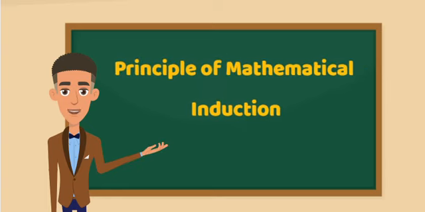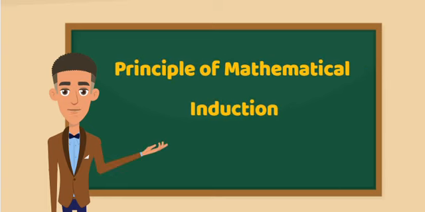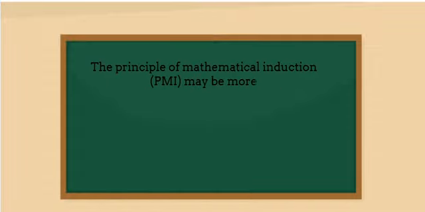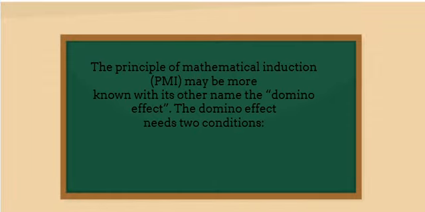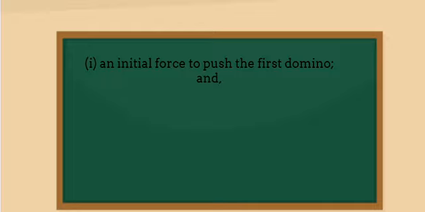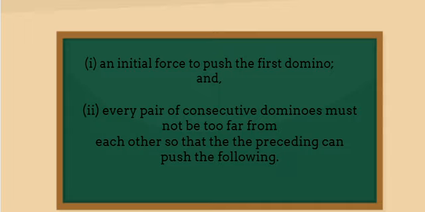Hey everyone. Let's talk about the principle of mathematical induction. The principle of mathematical induction, PMI, may be more known by its other name, the domino effect. The domino effect needs two conditions. First, an initial force to push the first domino, and second, every pair of consecutive dominoes must not be too far from each other so that the preceding can push the following.